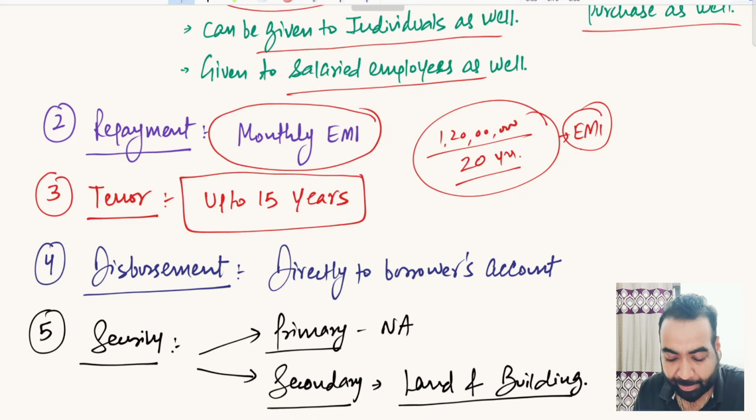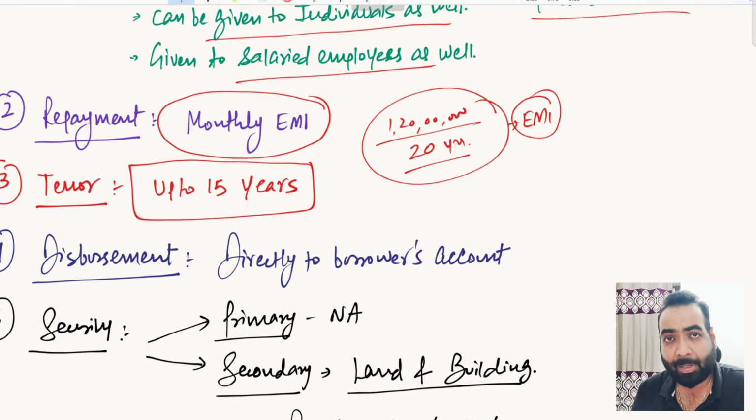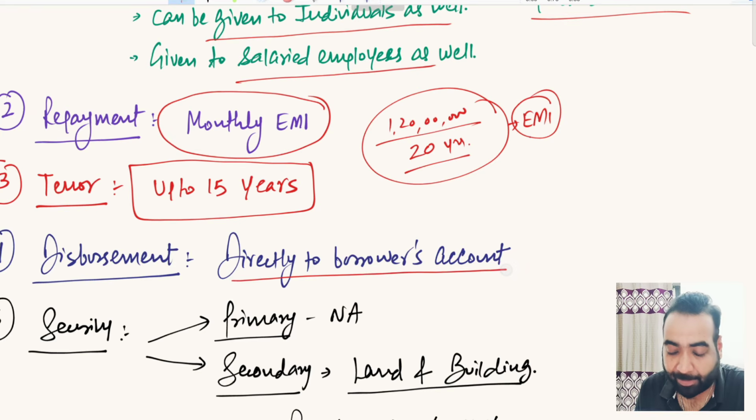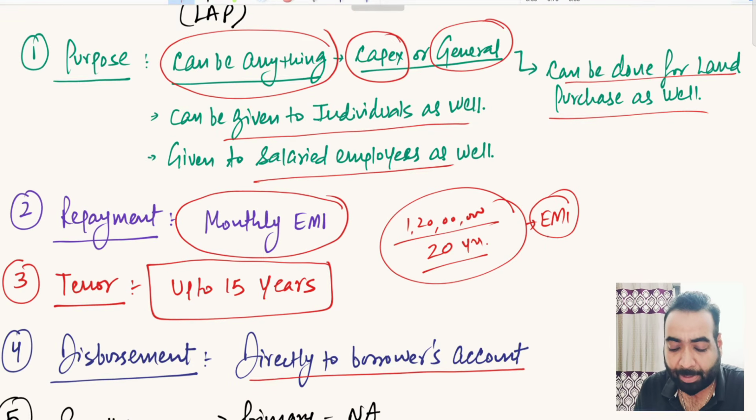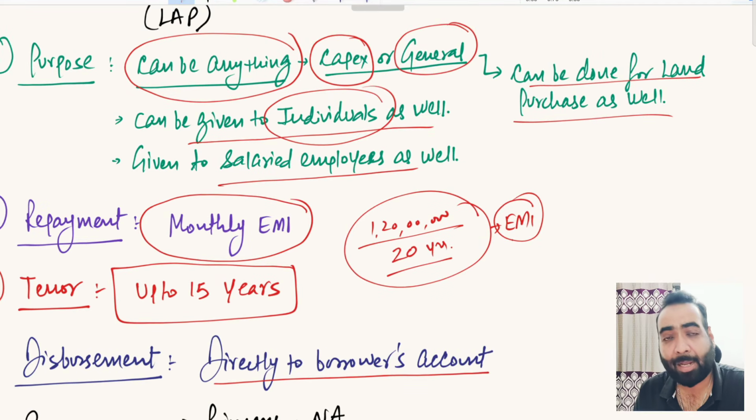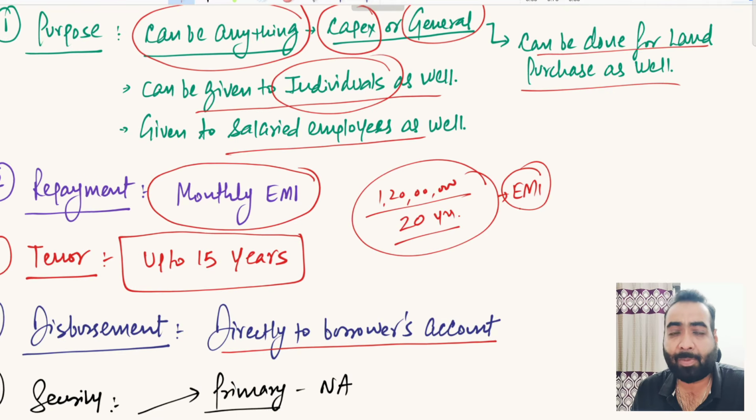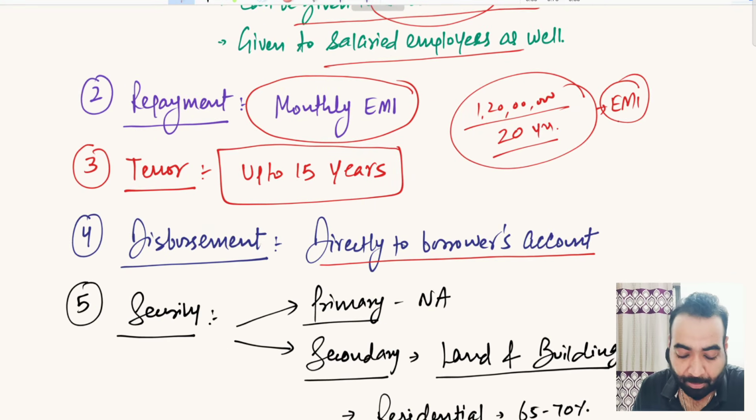So how is the disbursement done? The end use is not tracked like a machinery term loan or building term loan. So the disbursement is directly given to the borrower's account. If you have taken it in individual capacity, the disbursement will be done in your savings account. If you have taken the LAP in your business name, the disbursement will be done in your CC account or in your current account.